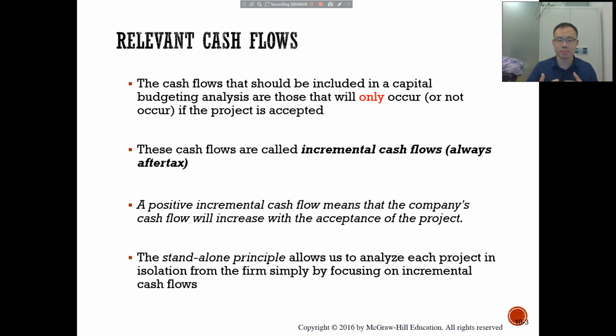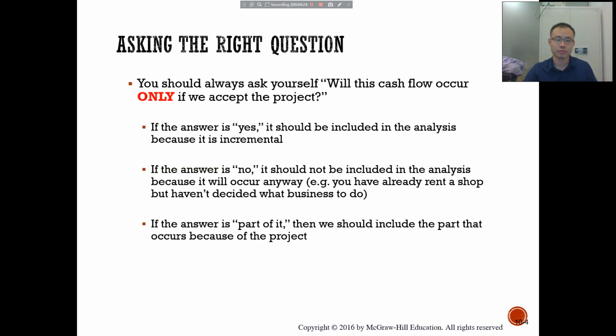The standalone principle allows us to analyze each project in isolation from the firm, simply by focusing on incremental cash flows that are only associated with the project. So basically, you want to ask yourself, will this cash flow occur only if you accept this project? If the answer is partly, then we should include the part that occurs because of the project.